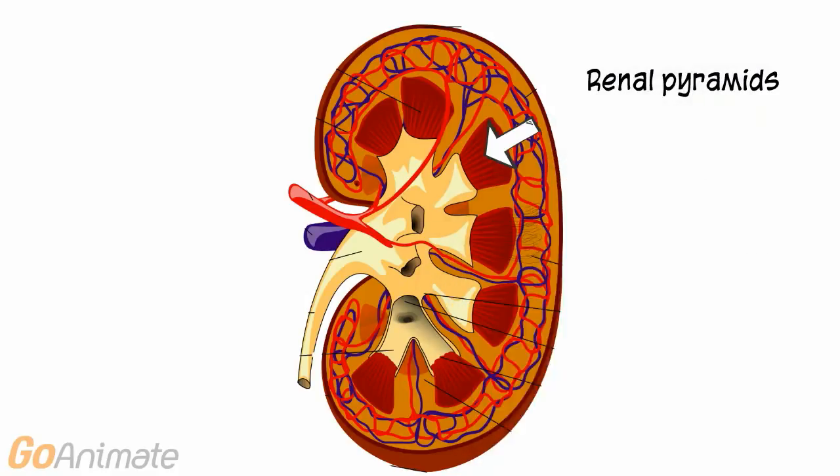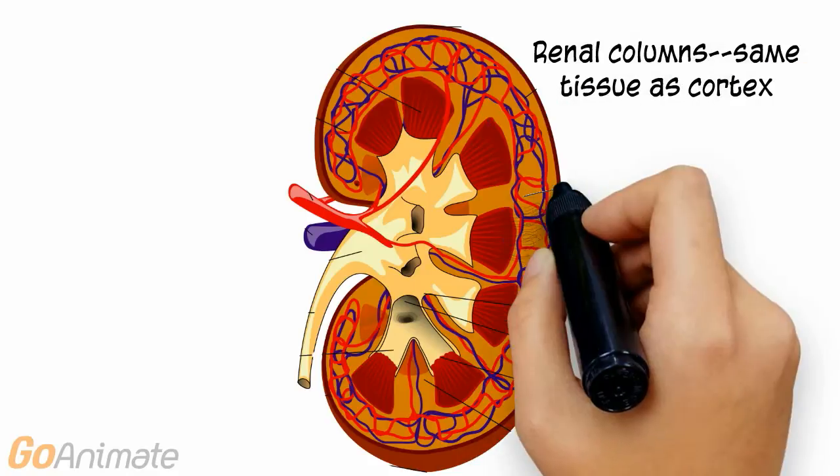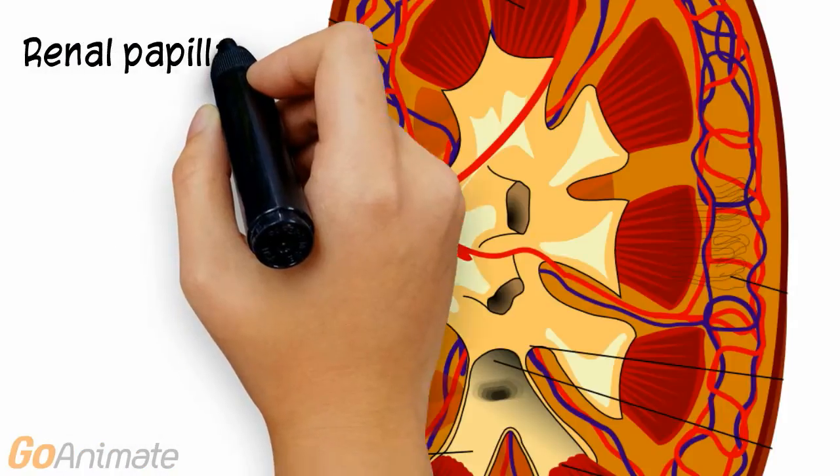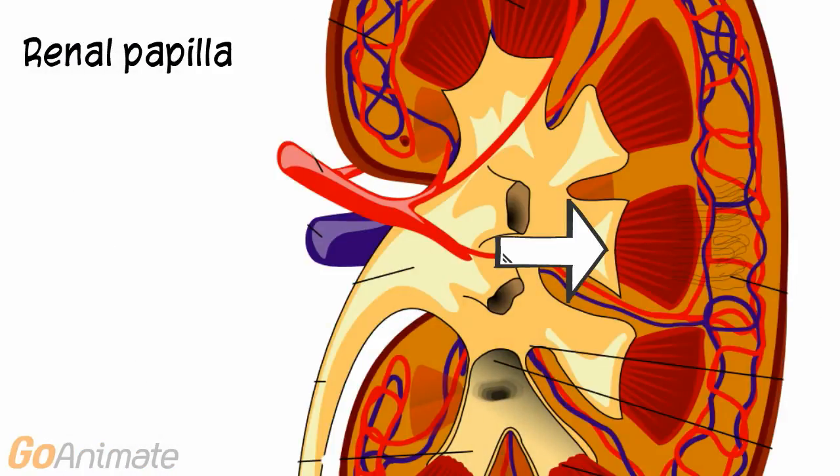The medulla contains large structures called pyramids. This is where urine formation occurs. Renal columns are located between the pyramids. They contain the same tissue as the cortex. Each pyramid ends in a renal papilla.